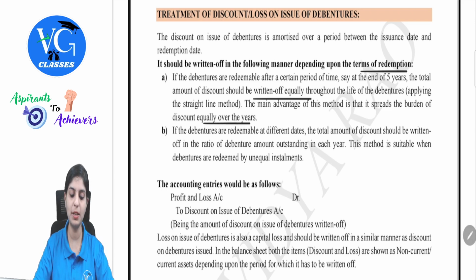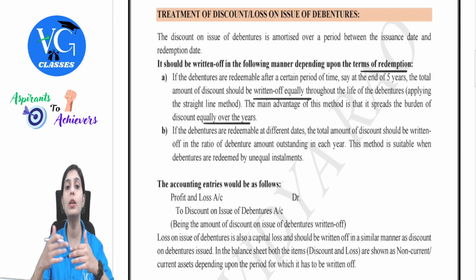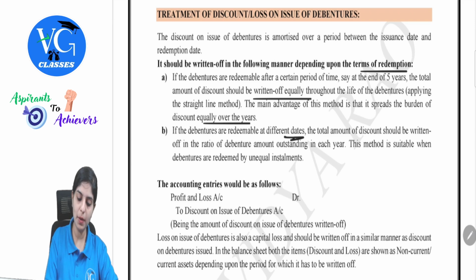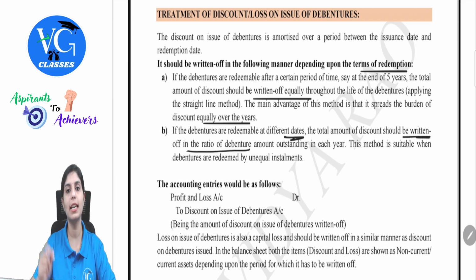Second situation, if the debentures are redeemable at different dates. Sometimes we consider repaying the debentures in equal installments or at different installments, that is where there are different dates. The total amount of discount should be written off in the ratio of debentures amount outstanding in each year.